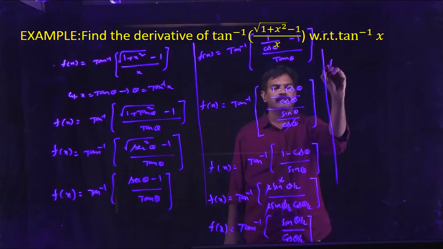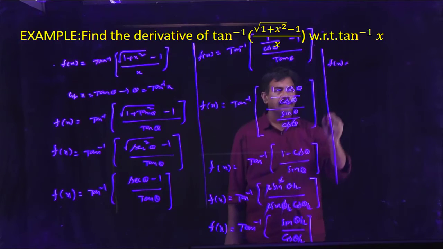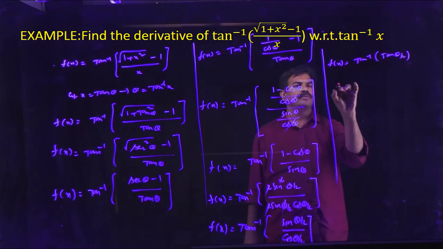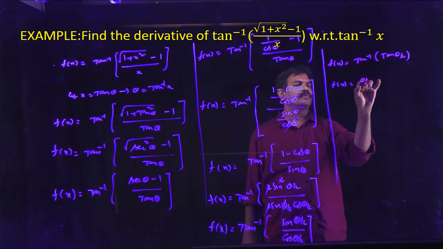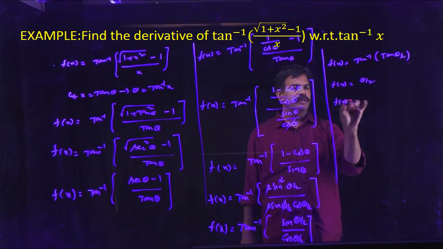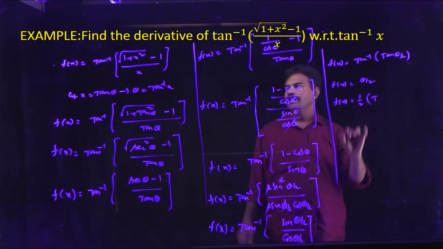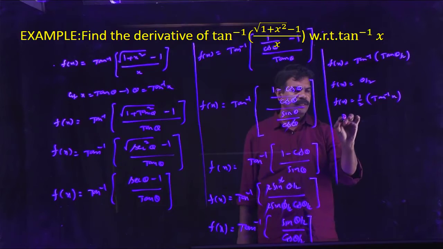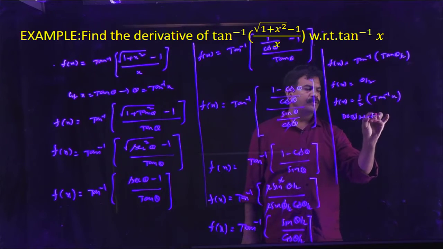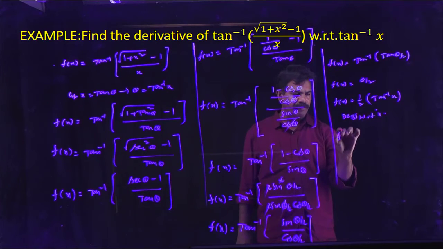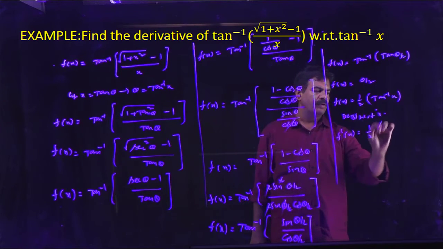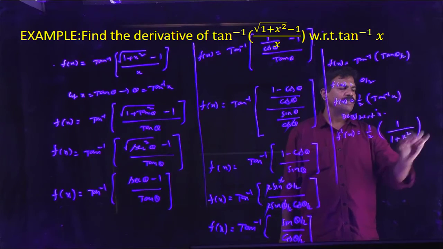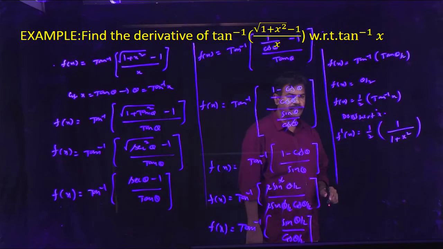f of x is equal to tan inverse of tan theta by 2. That is, f of x is equal to theta by 2. f of x is equal to 1 by 2 into theta, where theta means tan inverse x. Now differentiating on both sides with respect to x, that is f dash x is equal to 1 by 2 into the derivative of tan inverse x, which is 1 by 1 plus x square. This is f dash x.